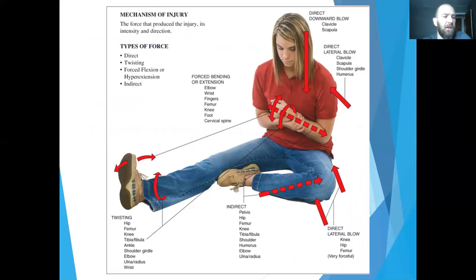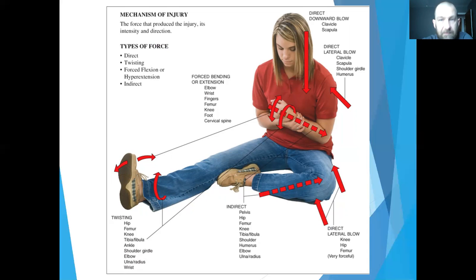Okay, so in talking about mechanism of injury, we have to understand that there are a few different types of forces that can be applied to the body. There is a direct force, and a direct force is like a direct blow to something. If you got hit by a baseball bat, that would be a direct force.